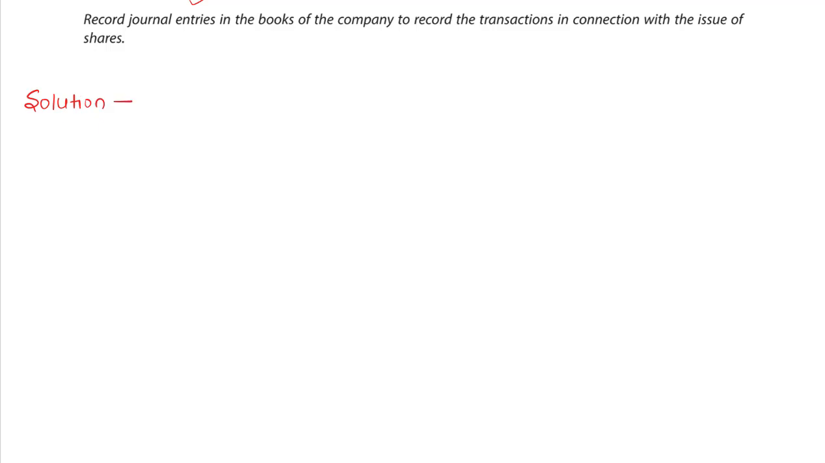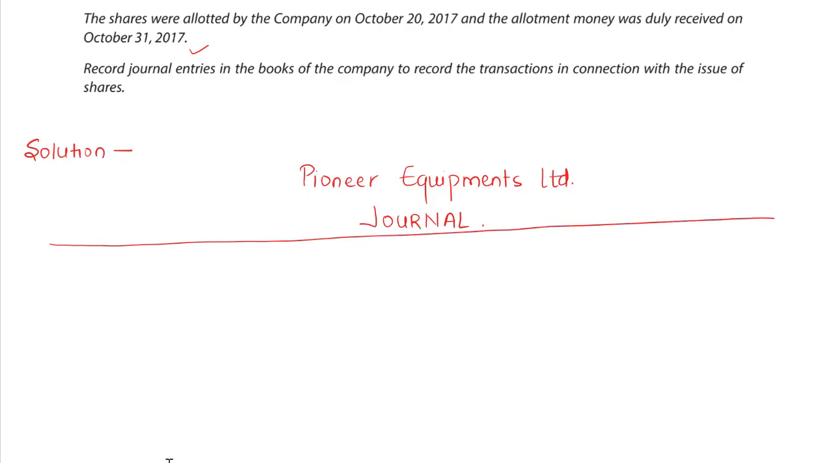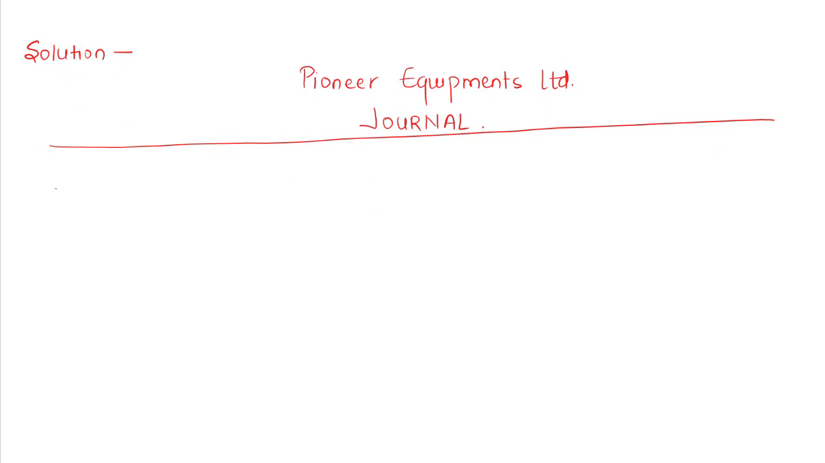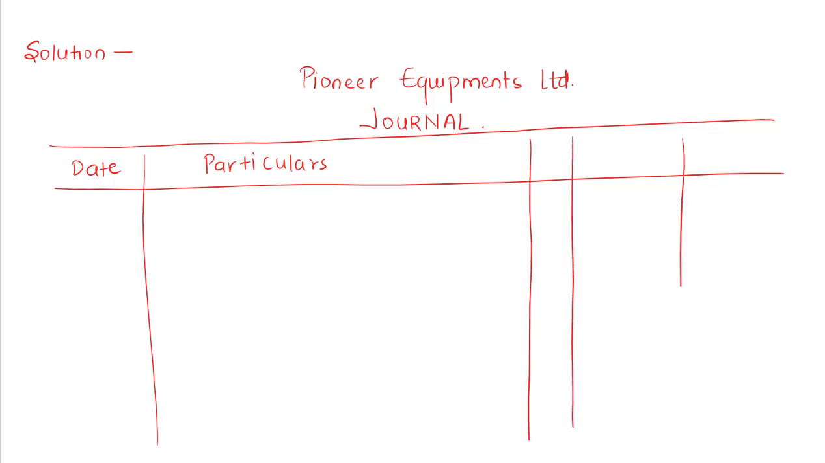Solution. Pioneer Equipments Limited, Journal. Date, Particulars, Ledger Folio, Debit, Credit.